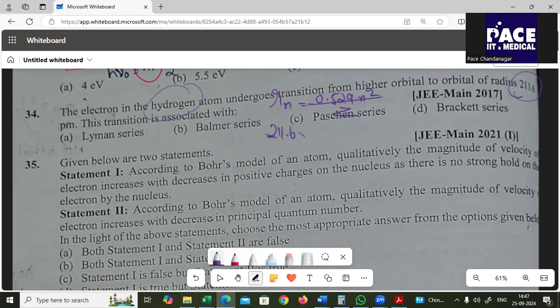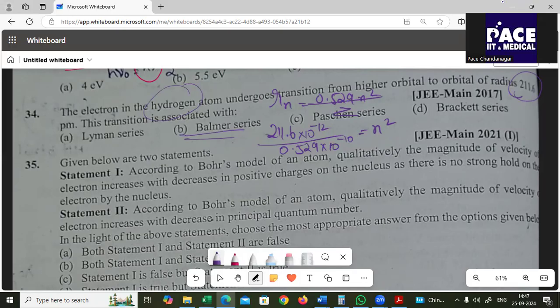Picometer is 10 to the power minus 12, divided by 0.529 into 10 power minus 10 Angstrom, which is your n square. This will be roughly somewhere around 4. So n square is equal to 4, n is equal to 2. If n is equal to 2, it is your Balmer series. N equals 2 is your Balmer series.